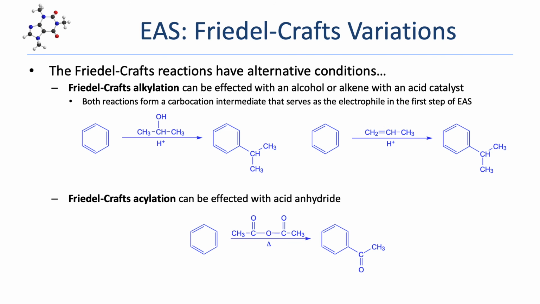The Friedel-Crafts acylation can be effected using an acid anhydride. Because no catalyst is used, the reaction often requires considerable amounts of heat.